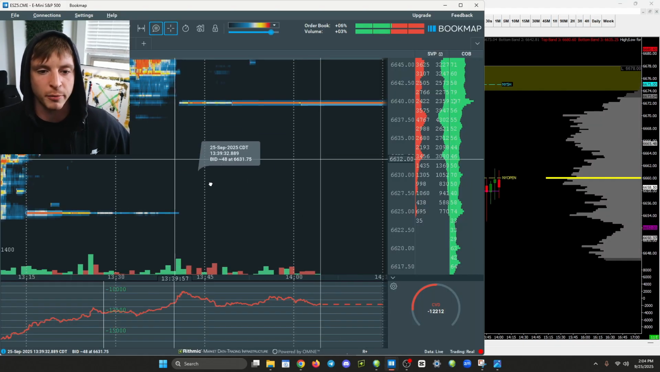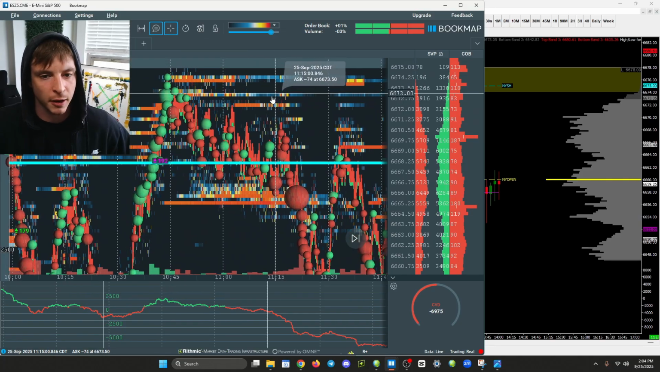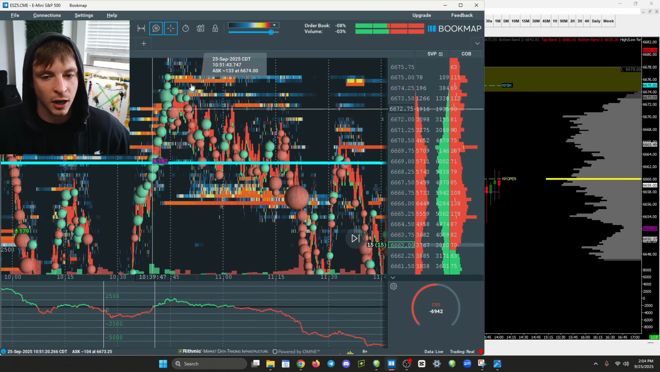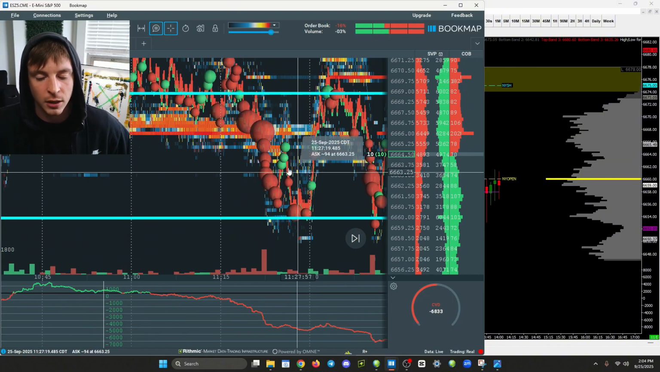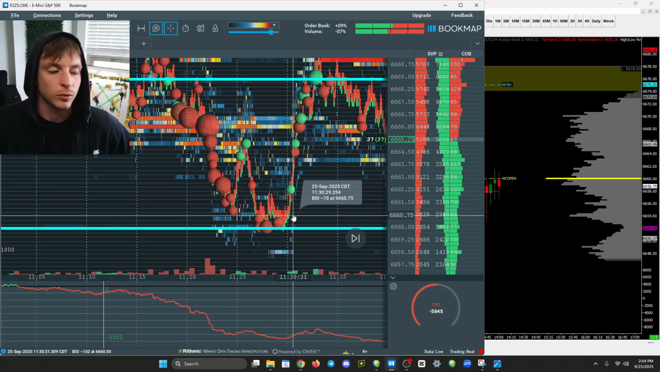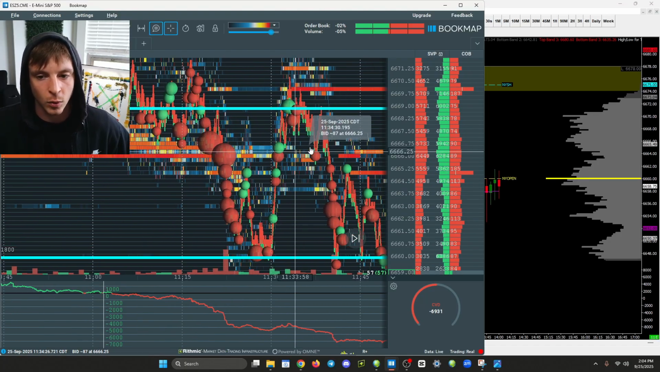I'll show you guys the book map real quick. So this is what the trade looks like. This is that buying right next to my face. This is that buying that I got short off of. This trade took a little bit to actually play out. It ended up playing out a little bit, come down to 6660 right here. This is where we bounced right off that level once again.